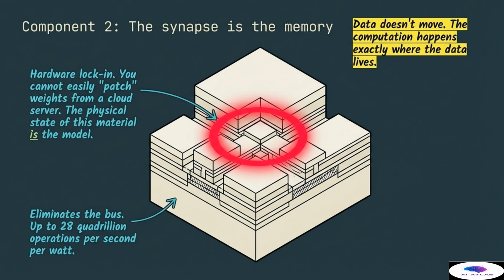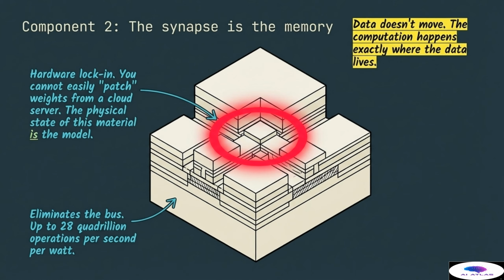Component number 2 focuses on the idea that the synapse is the memory. In traditional computing, we move data from the hard drive to the RAM and then to the CPU. In physical AI, data does not move. The computation happens exactly where the data lives. This eliminates the need for a memory bus entirely. This approach can lead to up to 28 quadrillion operations per second per watt.